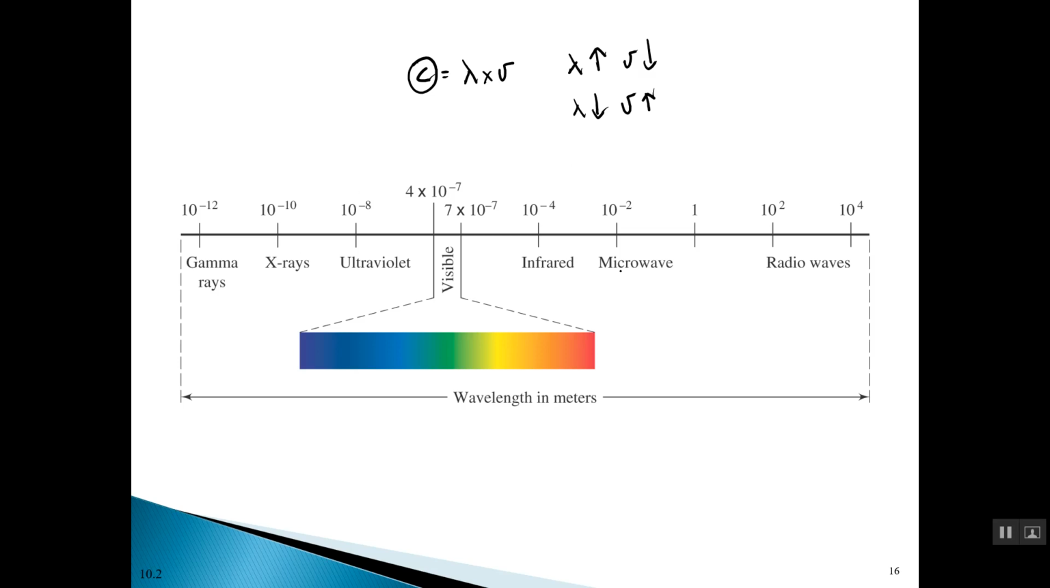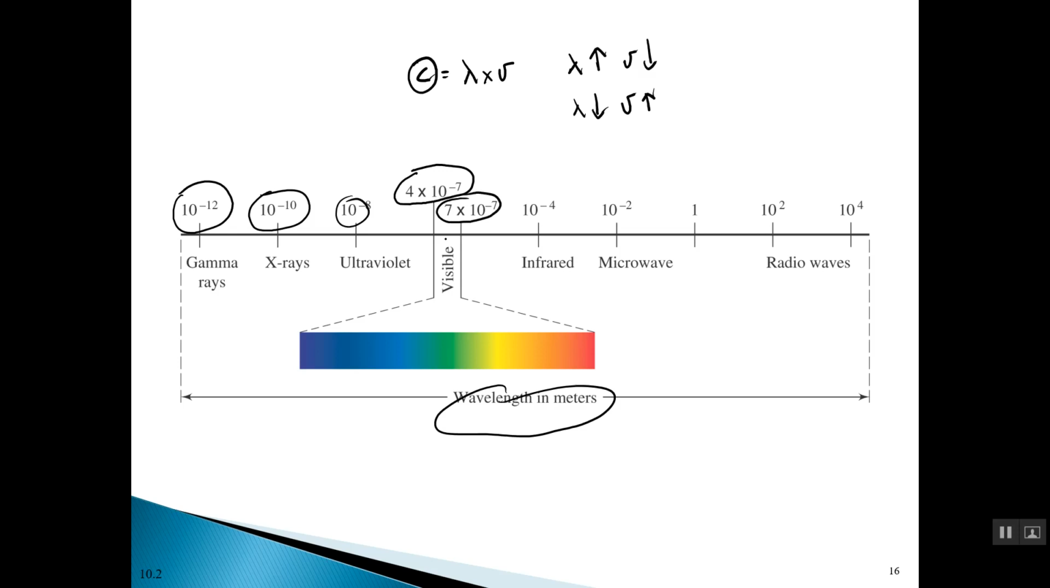So if you look at this diagram right here, which basically gives you all the forms of radiation that exist in order of increasing wavelength, right? You'll see that the wavelength here is in meters, right? And you see that at the low end, the wavelength of gamma radiation is 10 to the minus 12 meters, and then you have X-rays, and then you have ultraviolet radiation, and then you'll notice that there's a narrow band between 4 times 10 to the minus 7 and 7 times 10 to the minus 7 meters. That is what we call the visible part of the spectrum.